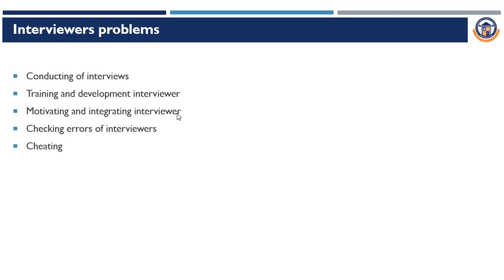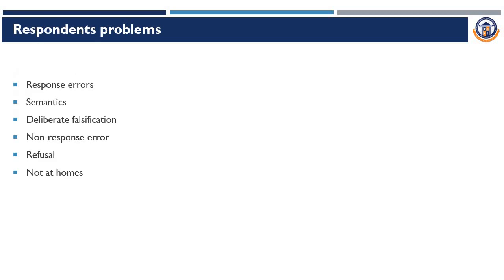Motivating and integrating the interviewer, checking errors of the interviewer and cheating by the interviewer: these are all matters for maintaining research quality and getting accurate answers to your research problem. And the respondent's problems: response error and semantics, deliberate classification, non-response error, refusal, not at homes. These are all the respondent's problems.